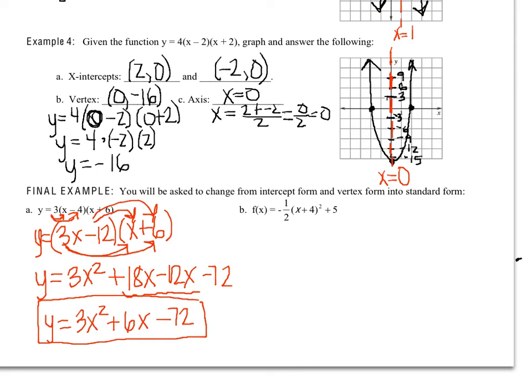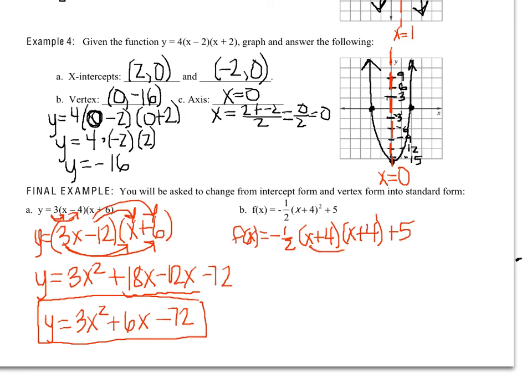Now let's switch this next one from vertex form into standard form. And the key thing here is that we've got a squared sign right here. So that means x plus 4 times x plus 4. So we've got to multiply that together. We can't forget about that. So this is really negative 1/2 times x plus 4 times x plus 4 plus 5. And that's f of x equals that.